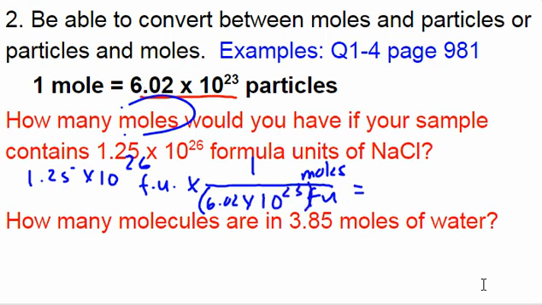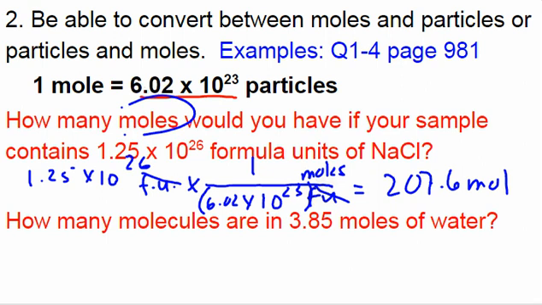So when I go ahead and divide this, I'm going to come up with 207.6 moles. Because my formula units have canceled out and I've converted to moles just like I'd hoped to.